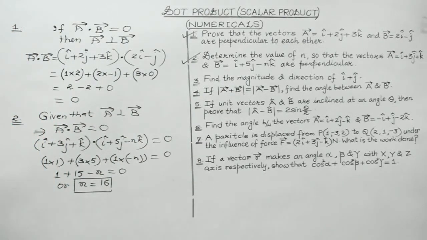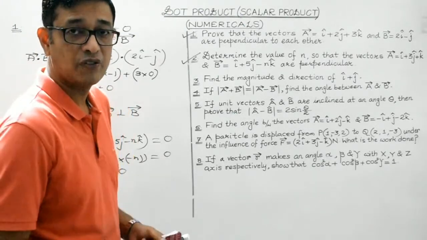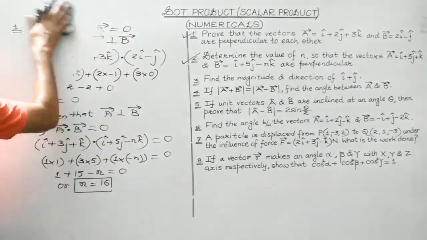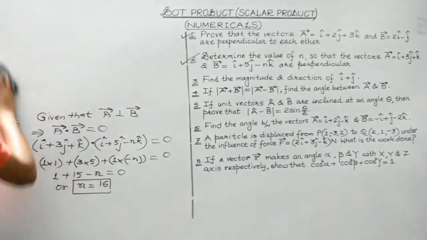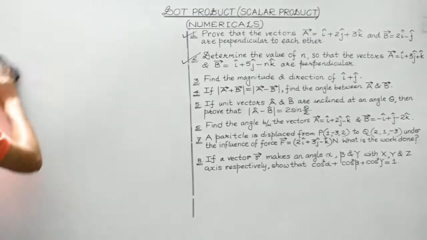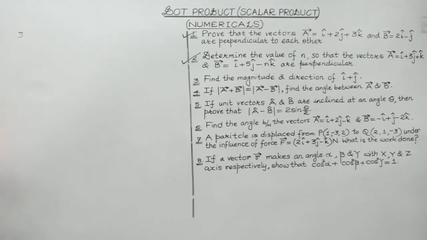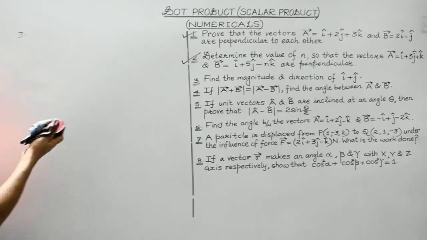Third question is, we are supposed to determine the magnitude and direction of i cap plus j cap. It's an interesting question actually. So we are supposed to find out the magnitude as well as its direction. So question number 3: i cap plus j cap.